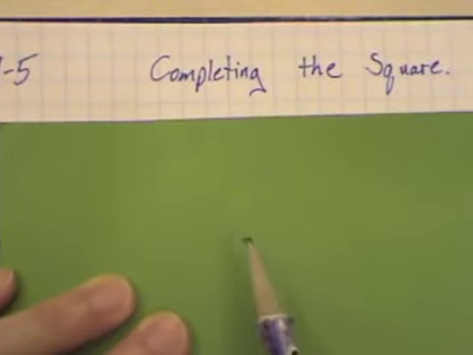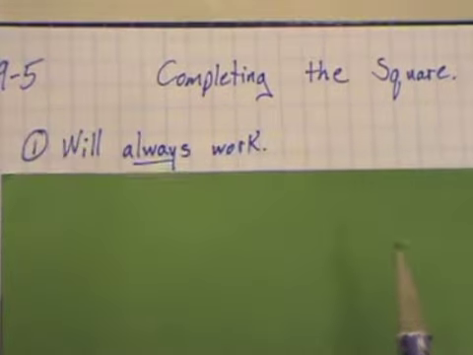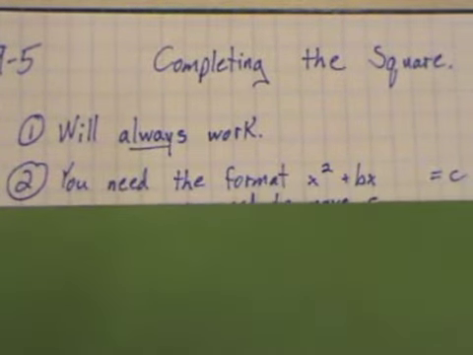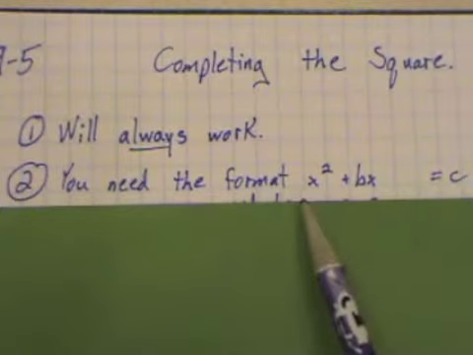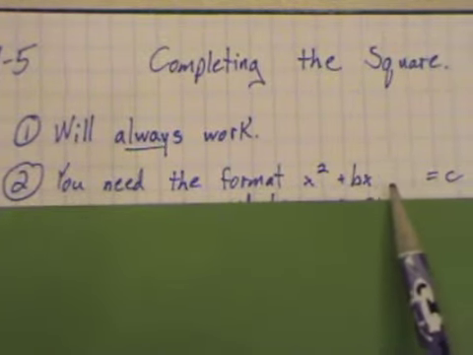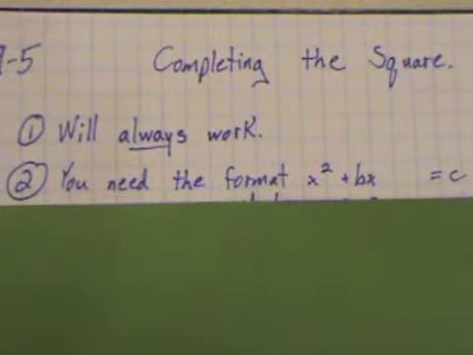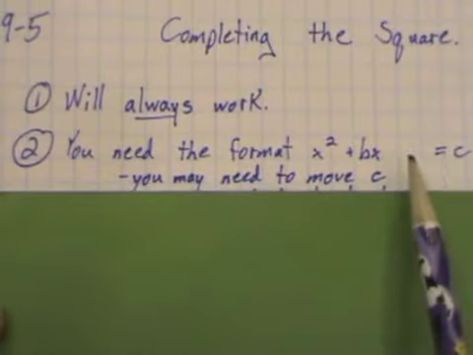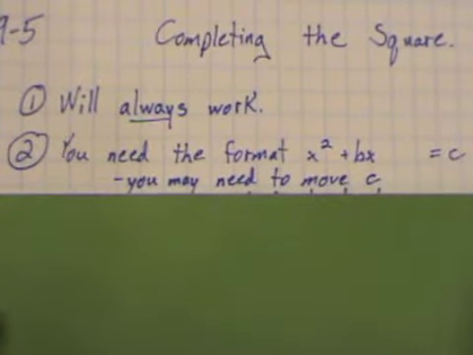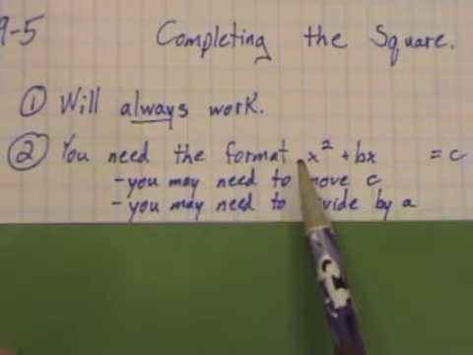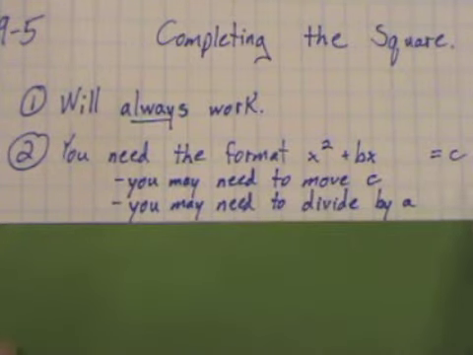So let's sum up. Completing the square, first, will always work. Second, you need the problem to be in this format, x squared plus bx, and leave yourself a little space here, equals c. You may need to move c from this side to that side. And you may need to divide by a if it's not 1.